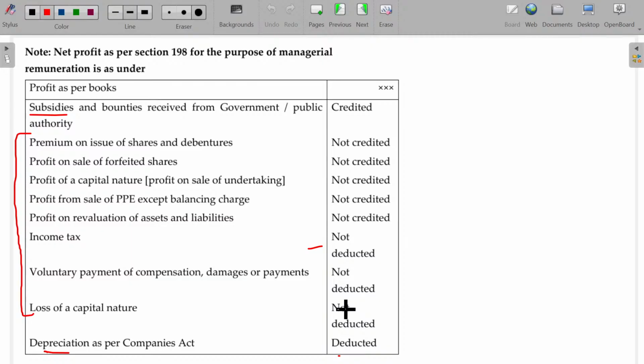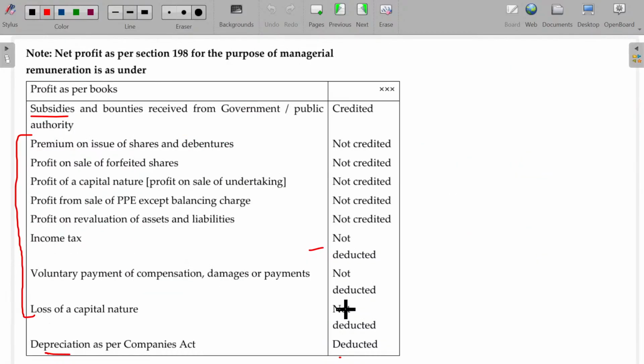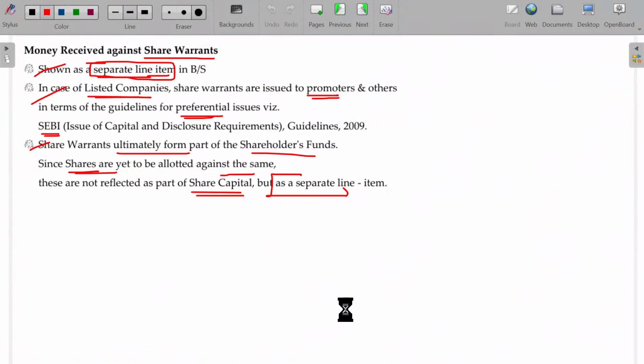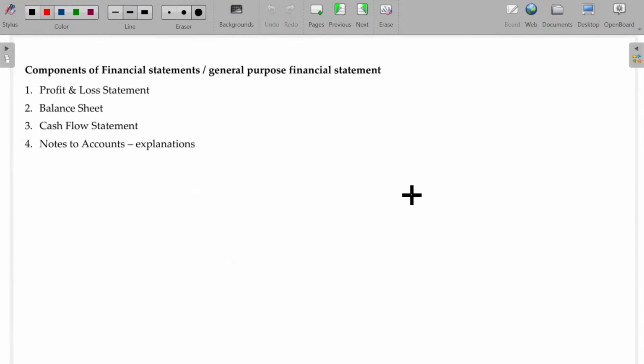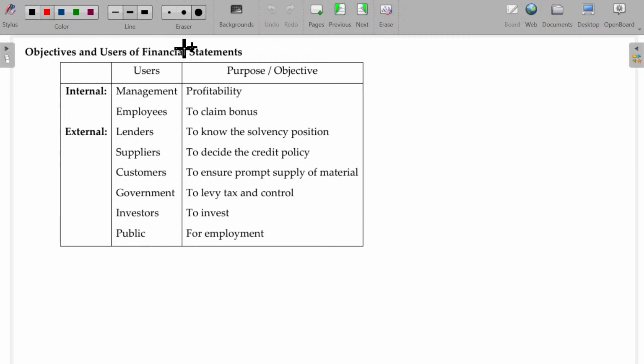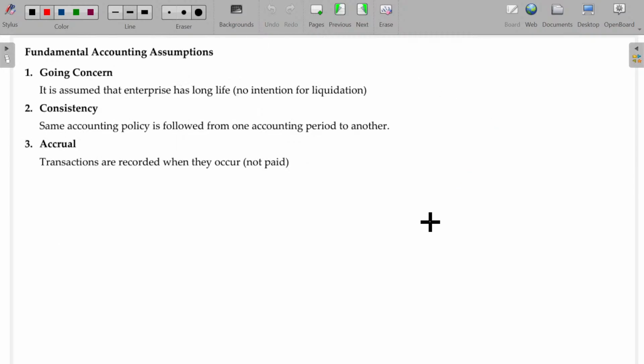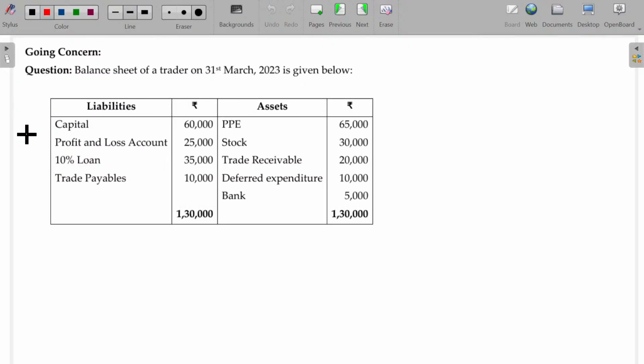Is that clear? Hope now you'll be able to understand the small theoretical background of these chapters. And before winding up this lecture, let me see here. The framework is given as per the Accounting Standards Board, and other theories are also given here. Components of financial statements are there, and who the users of financial statements are. All these things are theory you might have studied in the preliminary course itself. Fundamental accounting assumptions are these: going concern, consistency, and accrual. These are the three fundamental accounting assumptions we have.